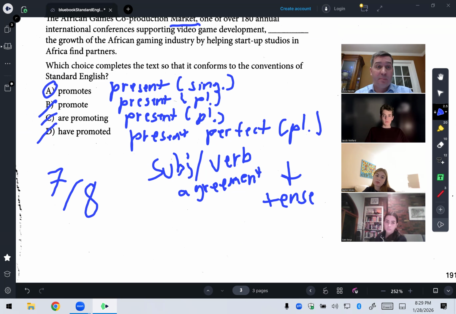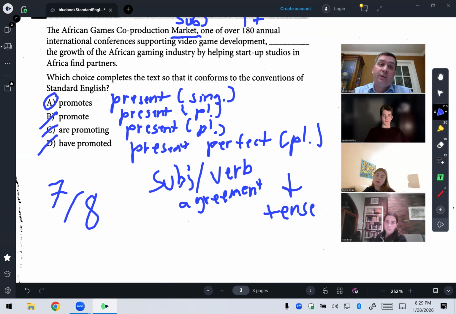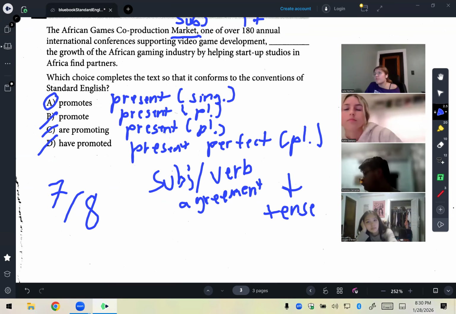I'm not going to keep yapping. So just be sure to go over your practice test with the solutions. The solutions are both on the College Board. The solutions are also in your blue book.